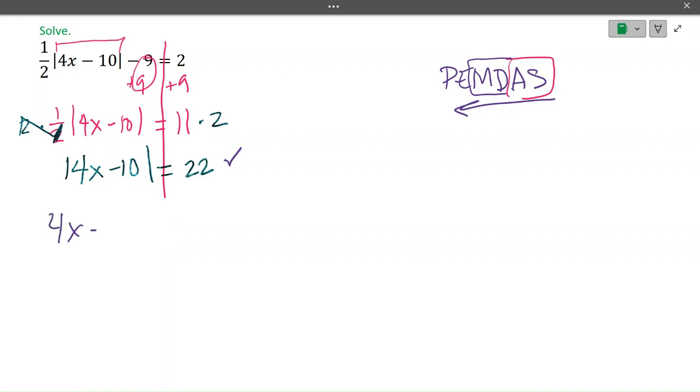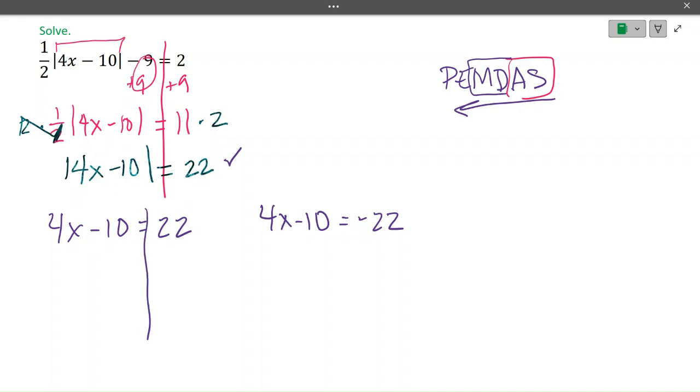So we're going to say 4x minus 10 equals 22 and 4x minus 10 equals negative 22. Remember, you're going to have a value that could yield positive 22 in the absolute value bars and a value that could equal negative 22 in the absolute value bars. And that's why we have two equations. So we're just going to solve these.